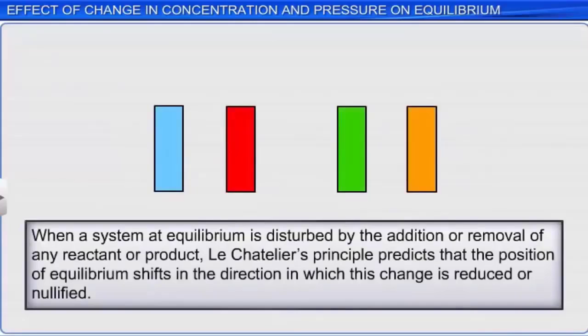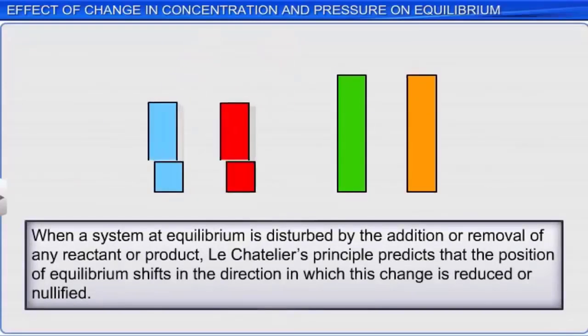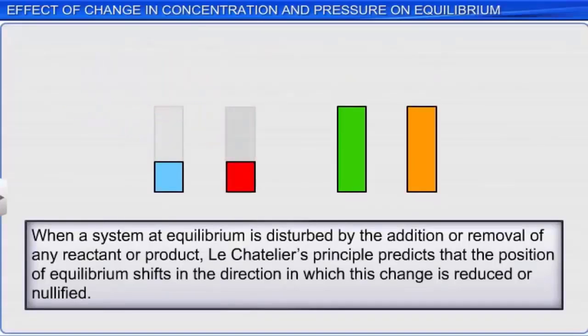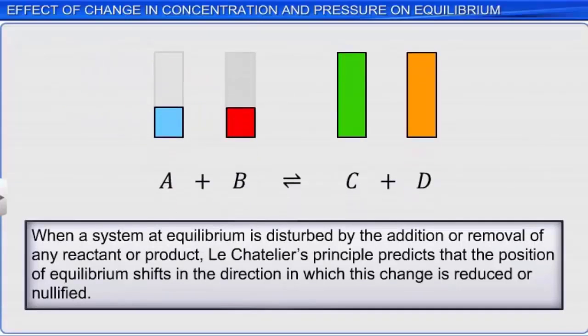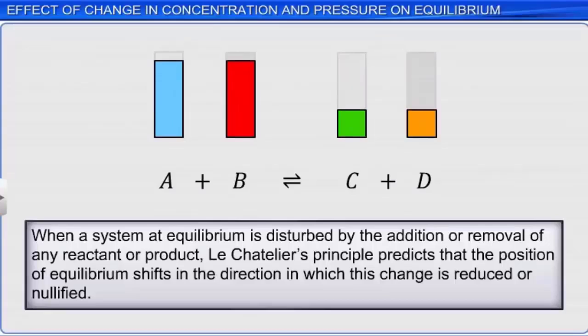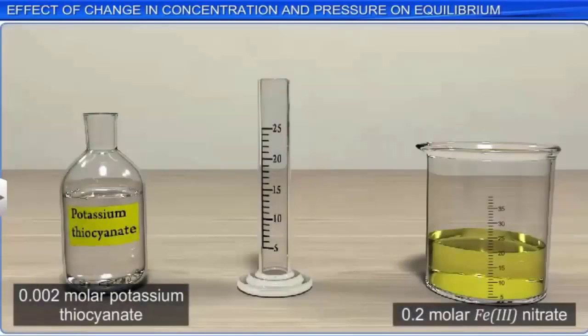When a system at equilibrium is disturbed by the addition or removal of any reactant or product, Le Chatelier's principle predicts that the position of equilibrium shifts in the direction in which this change is reduced or nullified. The effect of change in the concentration of the products and reactants can be readily known through an experiment.